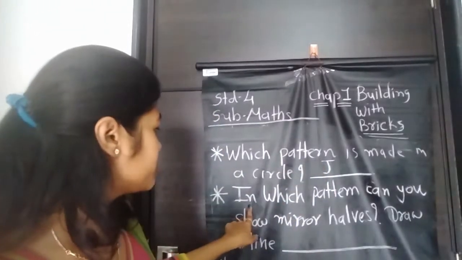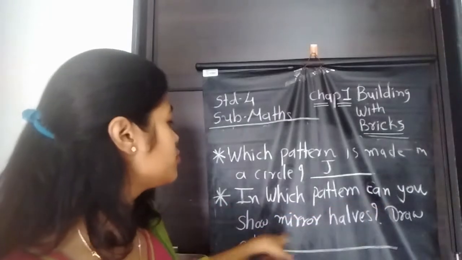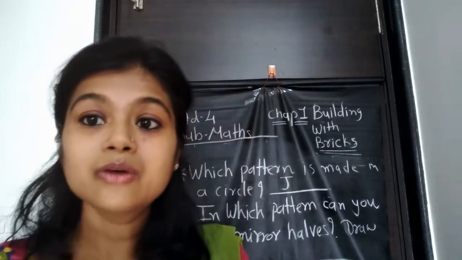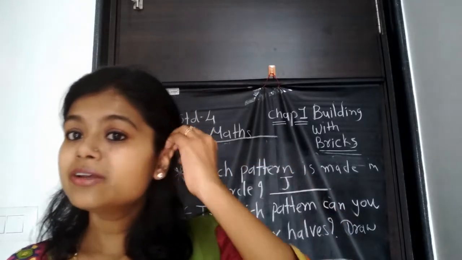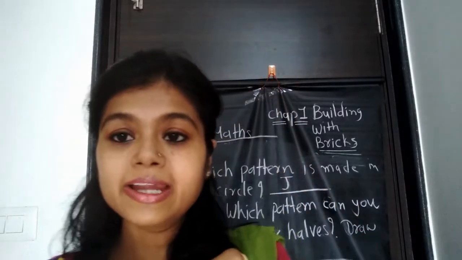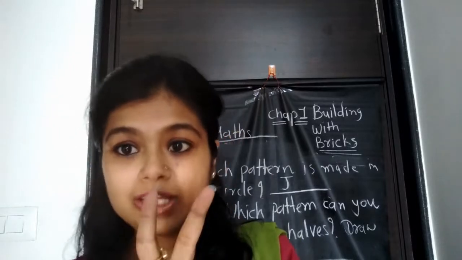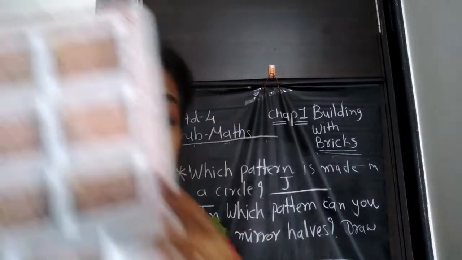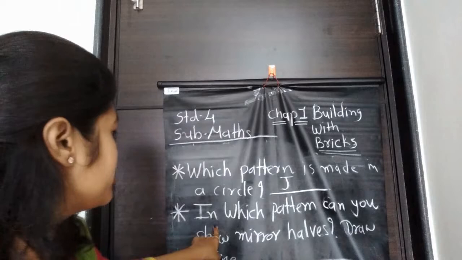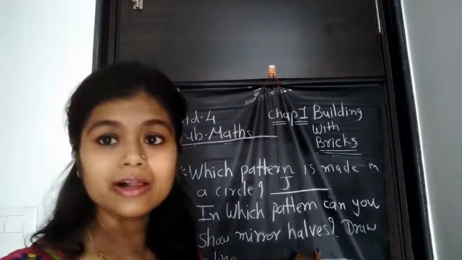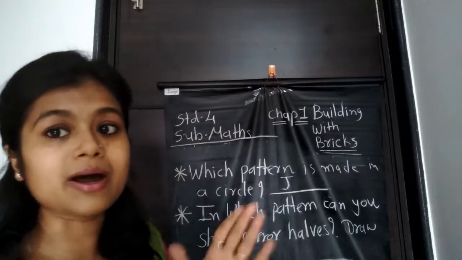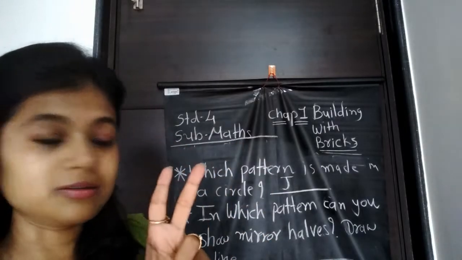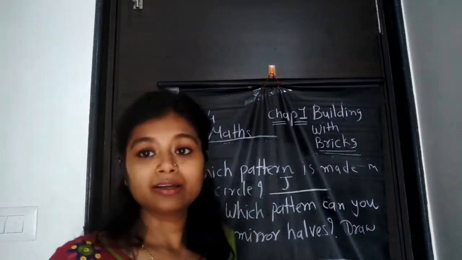And our second question is, in which pattern can you show mirror halves? Draw a line. We have already learned about the line of symmetry in 3rd standard, right? So what is line of symmetry? A line which makes two equal halves of any object or any pattern, that is called the line of symmetry. Mirror halves means two equal parts. You will make two equal parts of the pattern, right? And you have to draw a line for that.